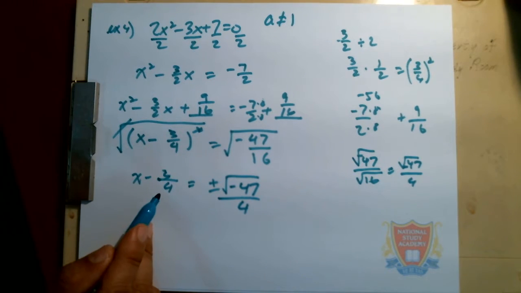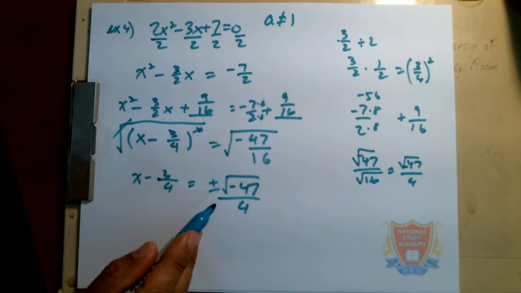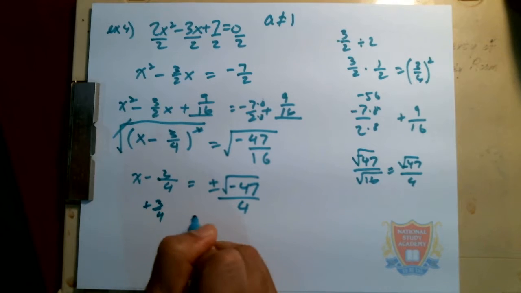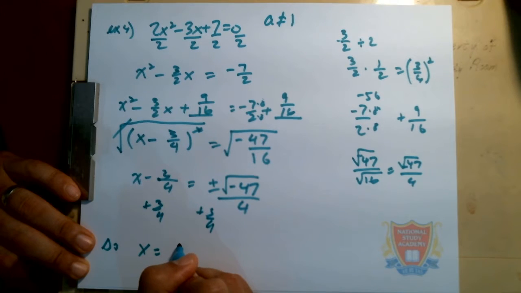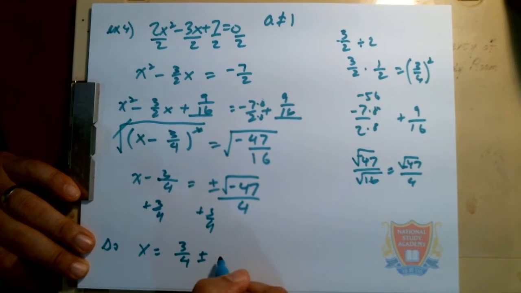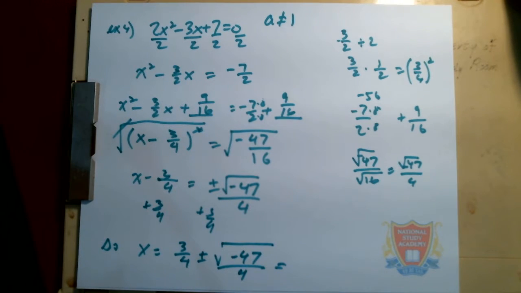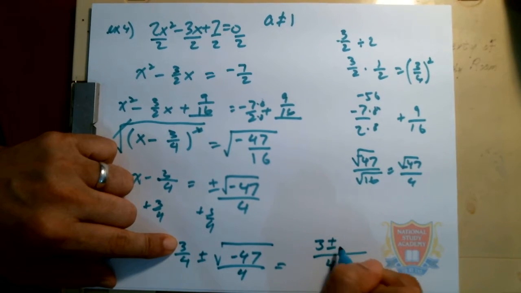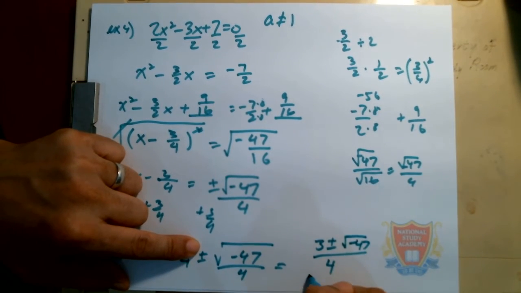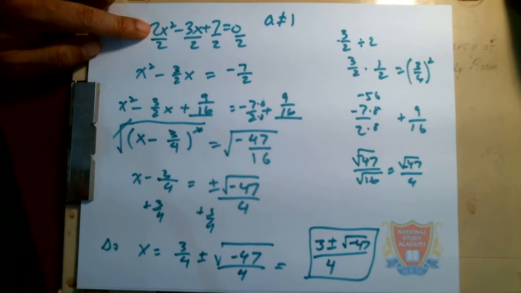We're solving for x. We have to get rid of this minus 3/4. How to get rid of this minus 3/4? We add 3/4. Add 3/4. So finally, x equals 3/4 plus or minus the square root of negative 47 all over 4. We can also combine the like terms. Combine fractions into one single fraction. For the numerator, 3 plus or minus root negative 47, over 4. And that's your answer. A little tricky when the coefficient is not equal to 1.